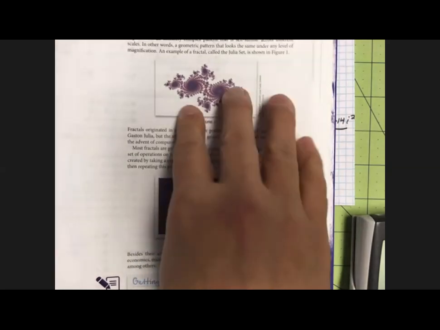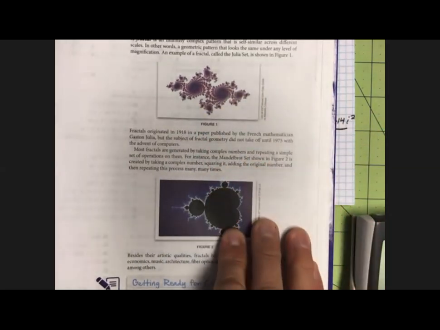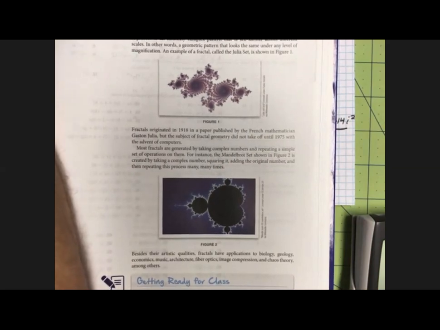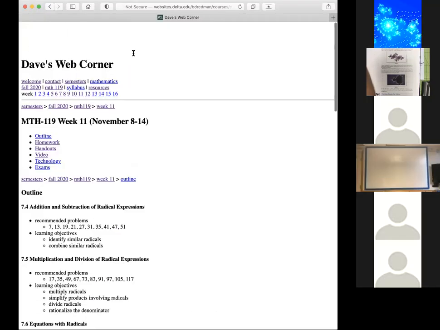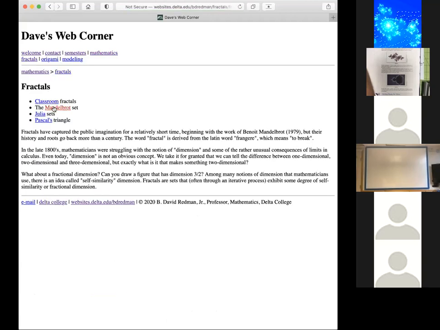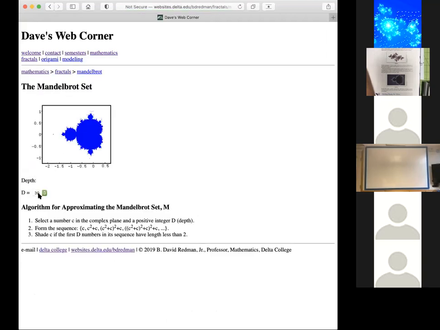So these kind of funny, cute pictures right here are called fractals. If you like, you can see them on my website under mathematics, fractals, and I make some pictures for you like this. Now, that doesn't tell you immediately what this is, I understand, but it has something to do with the in-between dimensions. Maybe we could talk about it later, but I got to let you guys go now.